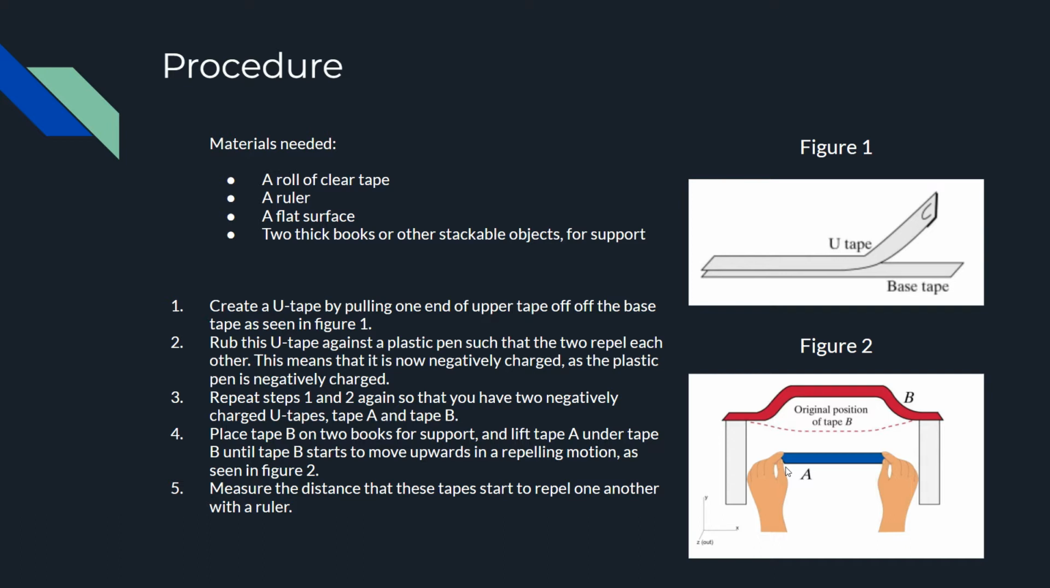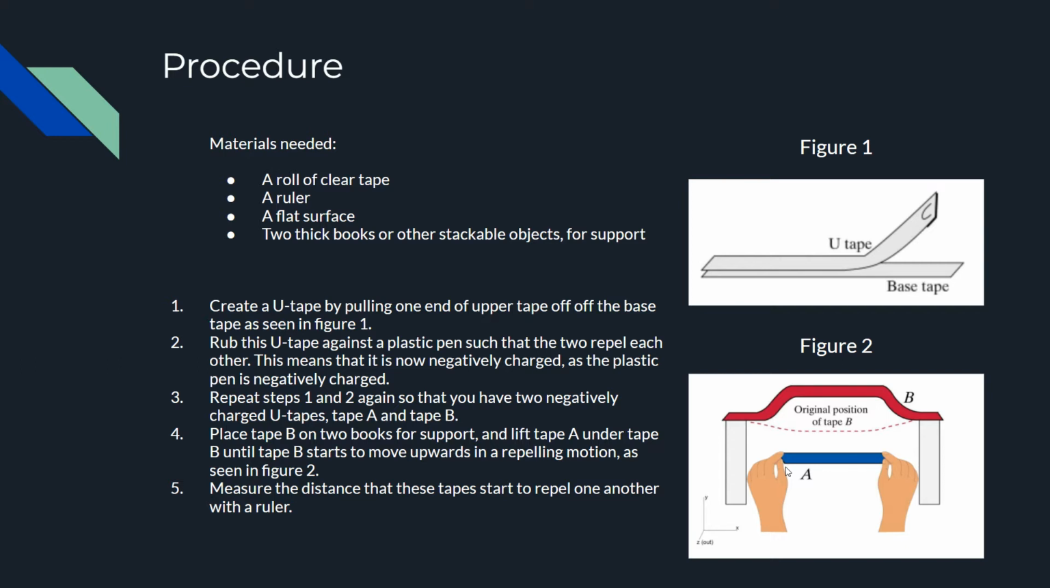To start, you create a U-tape, or upper tape, by pulling one end of the upper tape off the base tape, as seen in figure 1. Rub this upper tape against a plastic pen such that the two repel against each other. Repeat these first two steps again so that you have two negatively charged U-tapes, tape A and tape B.